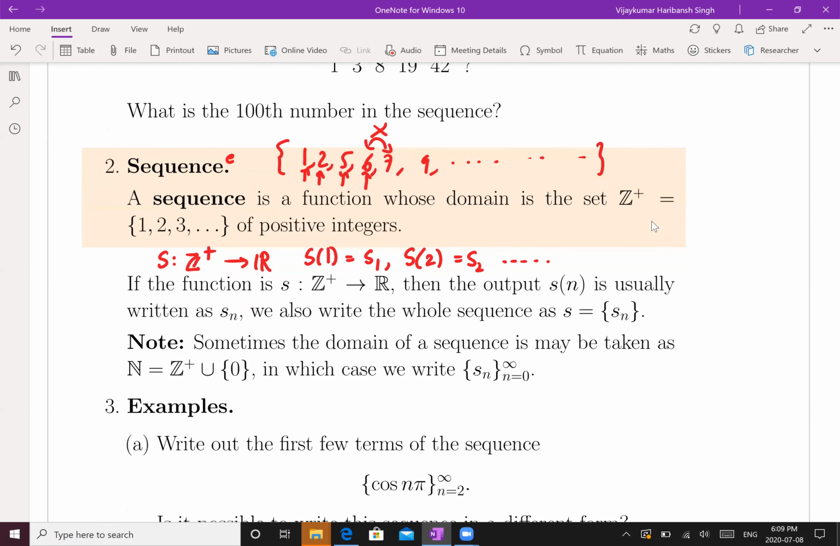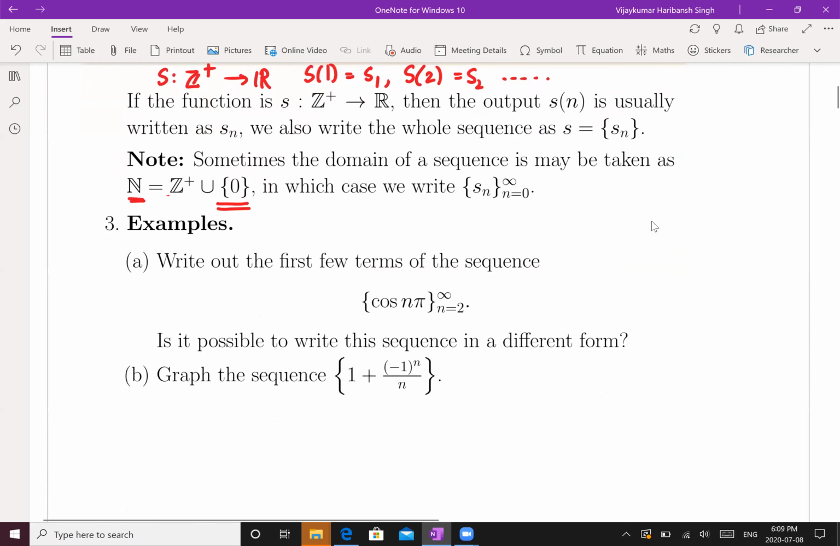Now, sometimes the domain of the sequence can be made to include 0 as well, and sometimes this is also called the natural numbers. This is just a matter of convention. Some people include 0 in the natural numbers and some people do not. So let's try to see a few examples of sequences.